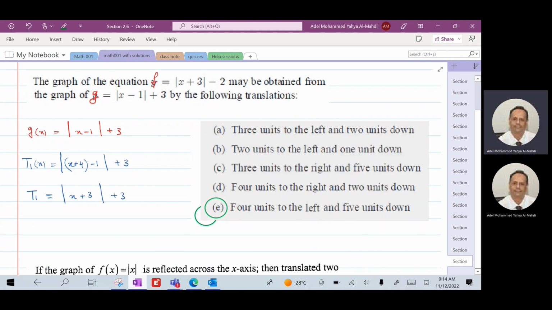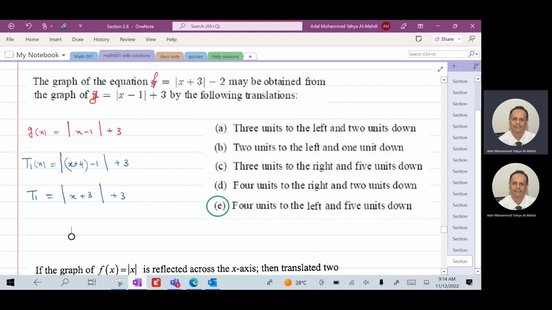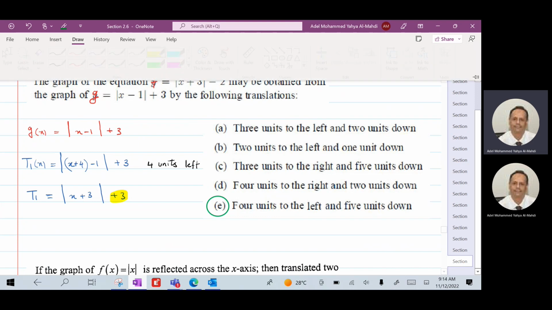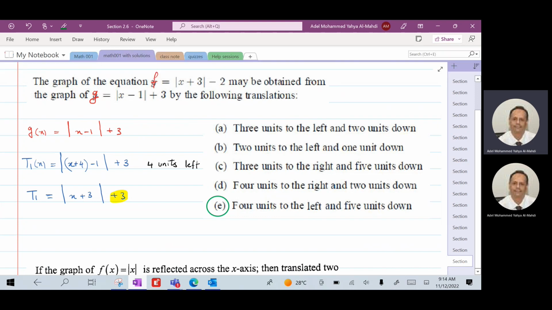Now we have the same quantity inside the absolute value. From the math side, we replace every x by x plus 4. Geometrically, what does it mean? It means we shift 4 units to the left. Now finally, this 3 needs to be minus 2. So if you add minus 5, it will be true.